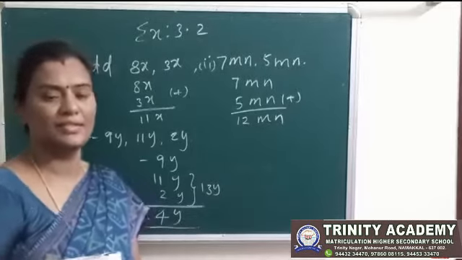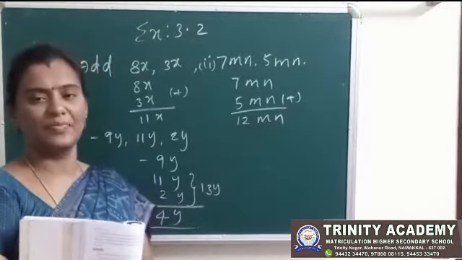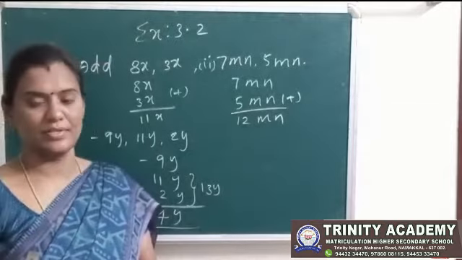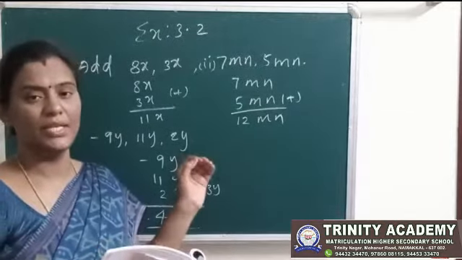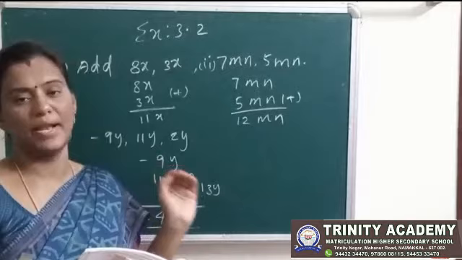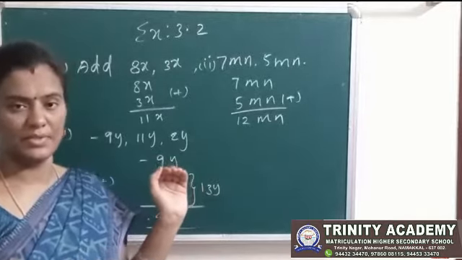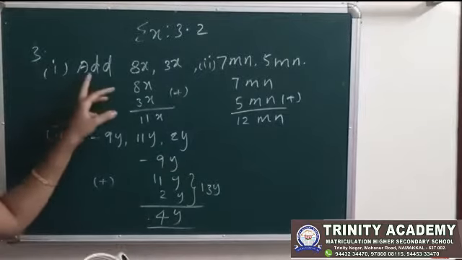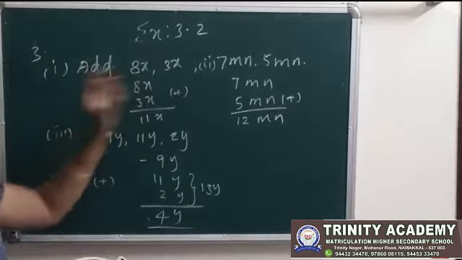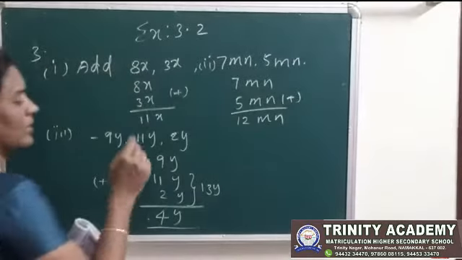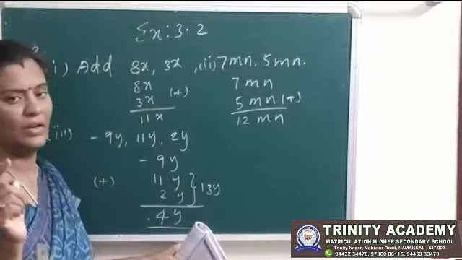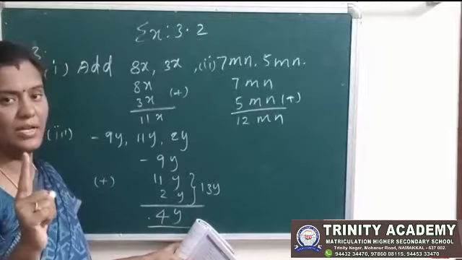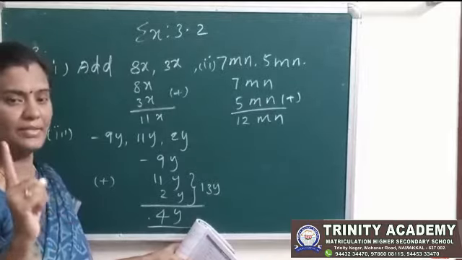Good morning, students. Already we saw exercise 3.2, filling the blanks true or false. Now we are going to see how to add and subtract the given algebraic expressions. See the third one first, the sum: add 8x and 3x. Now already I told you, only like terms we can add and subtract.